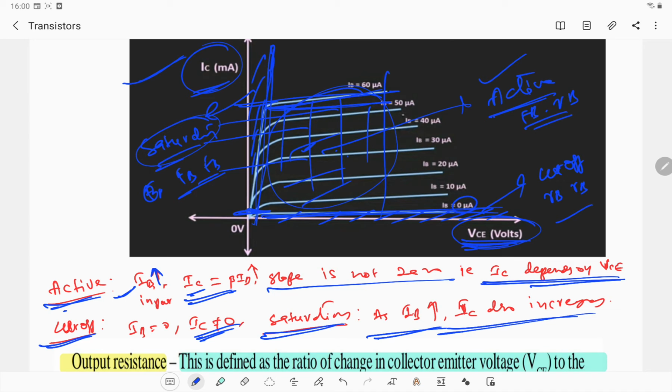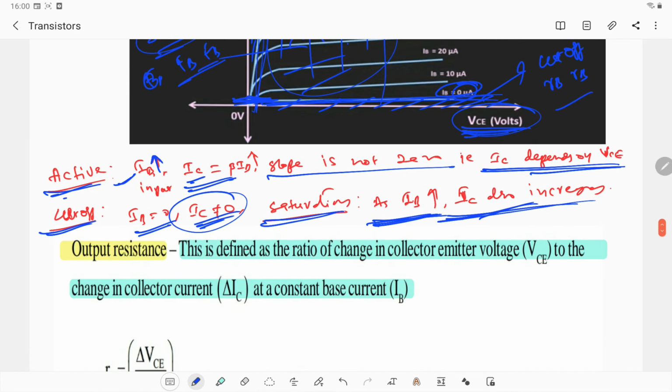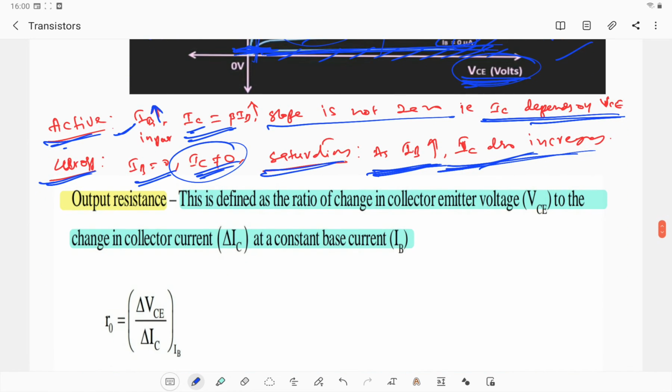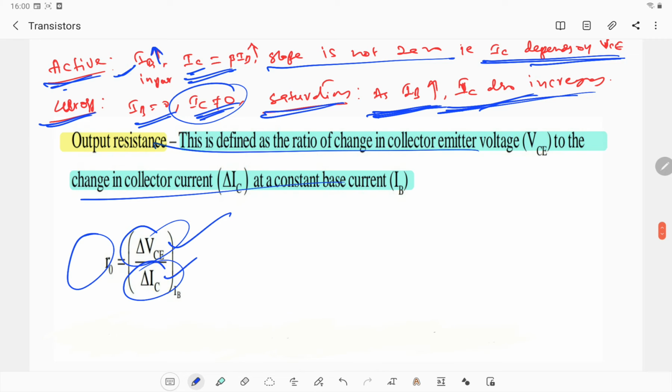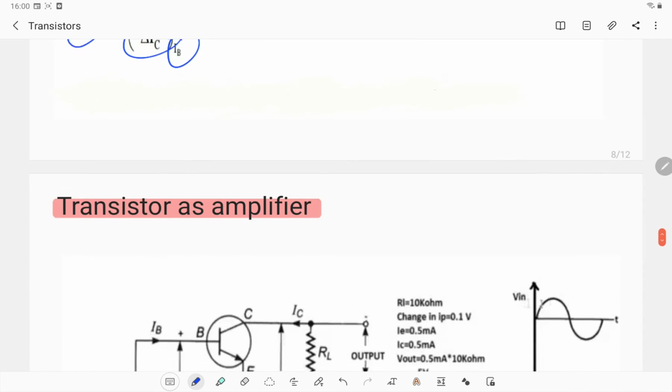But in saturation region, as IB increases, IC also increases. In cutoff region, even if IB is equal to 0, there is IC. Therefore, IB is equal to 0, IC does not equal 0. This is about output characteristics. Here output resistance RO is equal to delta VCE by delta IC, means output potential by output current when input current is taken as constant. This is output resistance. Next.